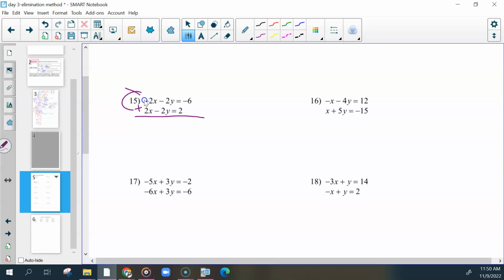Right, so add the two equations. Our x's cancel. Negative 2 plus a negative 2 would be a negative 4y. Negative 6 plus 2 would be a negative 4. What would y equal? Negative 4 divided by negative 4? 1. And then what's our next step?